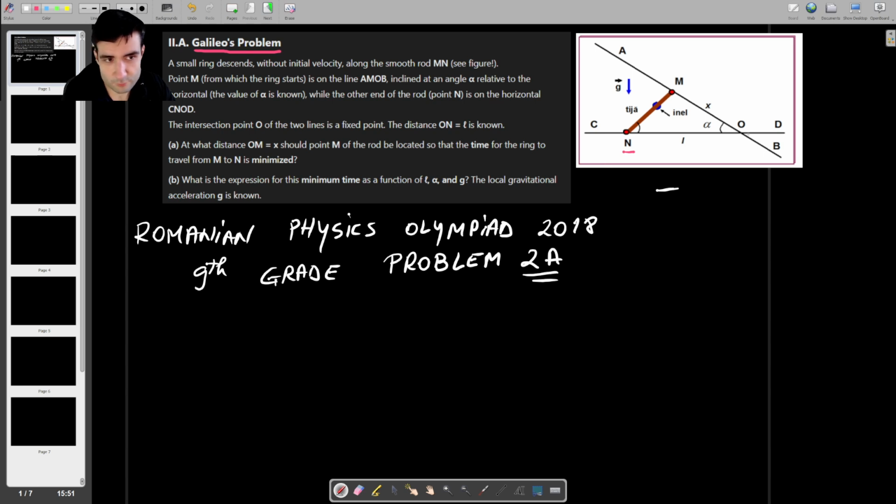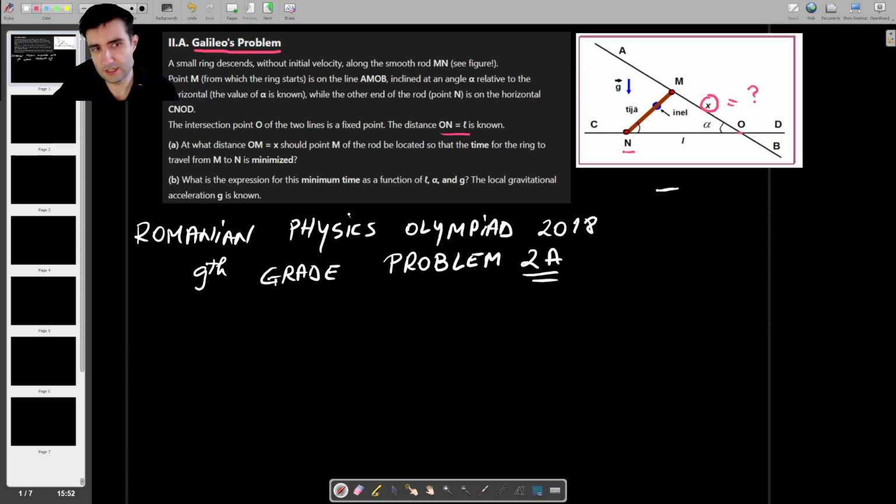Point O is the point of intersection of the two lines, that's obvious, and the distance ON, labeled as small l, is considered to be known. Part A is asking at which distance OM equals x, so basically we have to find the value of x, such that the ring will reach point N in the smallest amount of time.